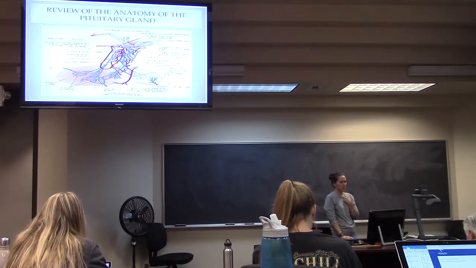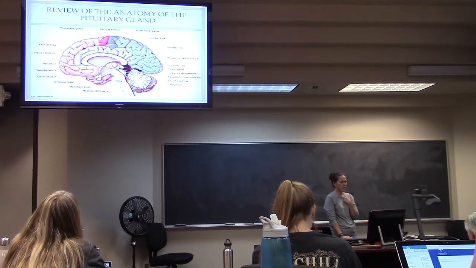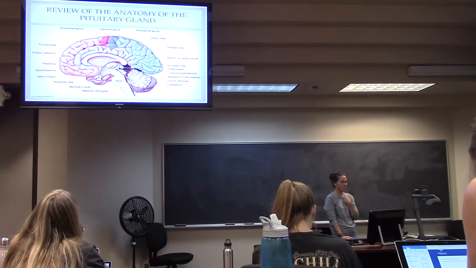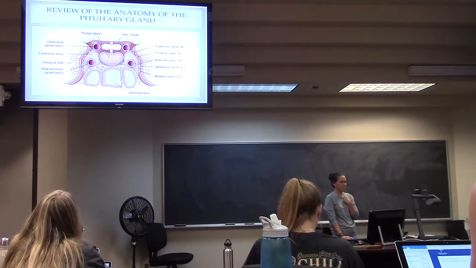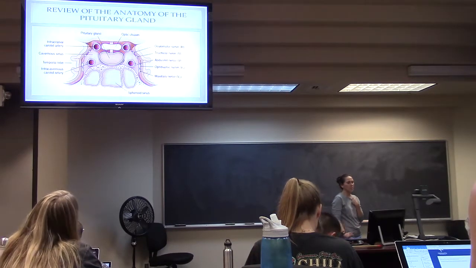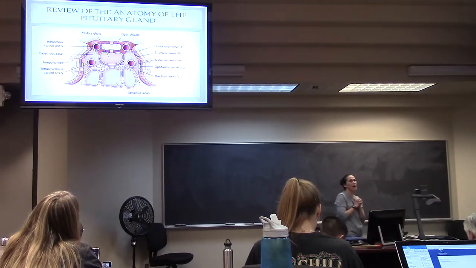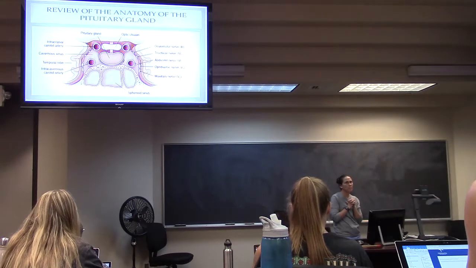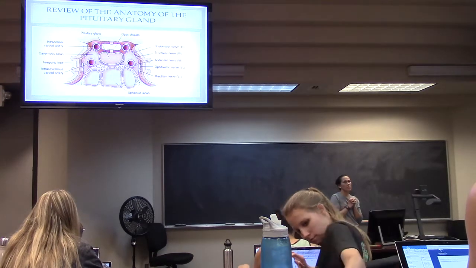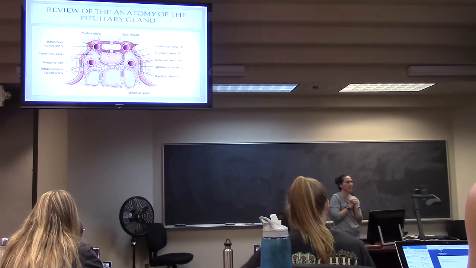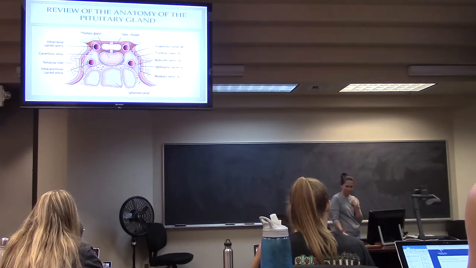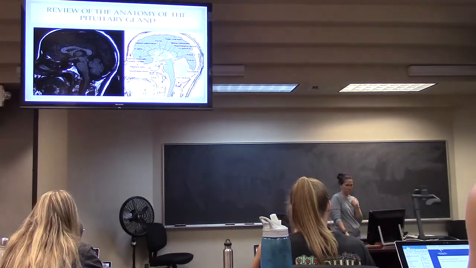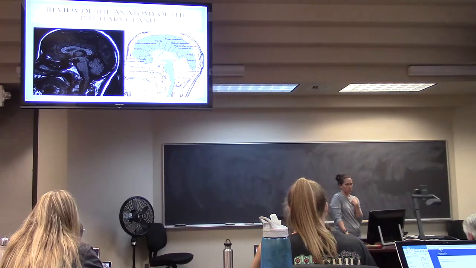That's just the blood supply, its relation. The pituitary gland in relation to the optic chiasm. It's really important that you understand that. There's a couple of slides that explain why that is. It's just MRI.